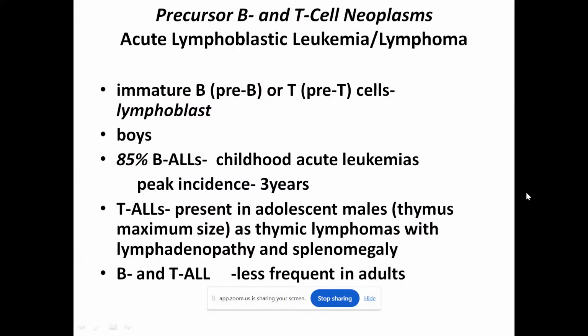So first we will see acute lymphoblastic leukemia or lymphoma, which is a neoplasm arising from the precursor B and T cell origin. So it is a neoplasm arising from the immature pre-B or immature pre-T cells.